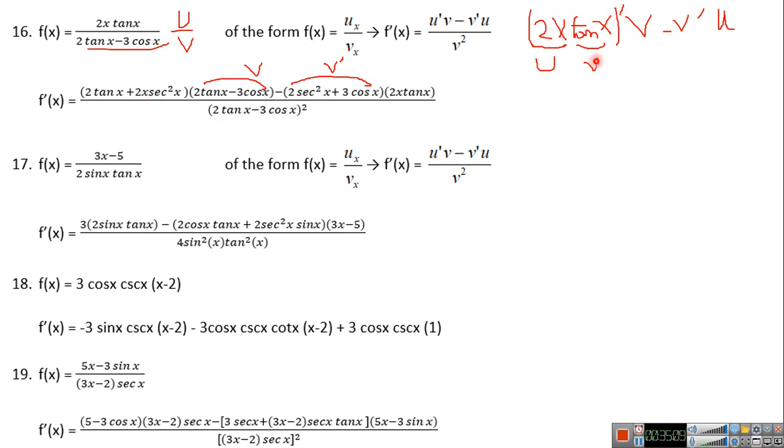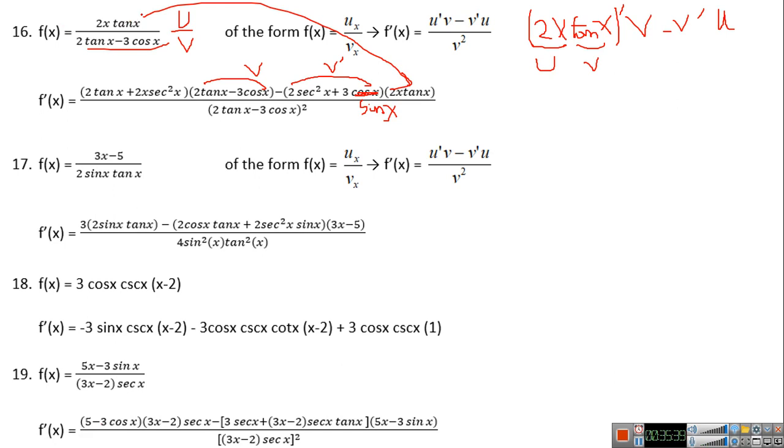Now I have u prime, so I'm done with u prime. So I write v, this v, minus the derivative of the denominator. The derivative of tangent is secant square, so 2 secant square. The derivative of cosine, oh, I have a mistake here. The derivative of cosine is minus sine. So the derivative of minus 3 cosine x is plus 3 sine x. So instead of cosine here, I have sine x times the numerator, which is 2x tangent x, over denominator square.